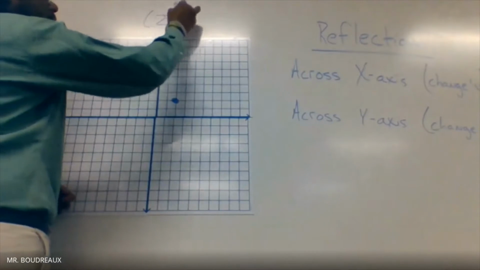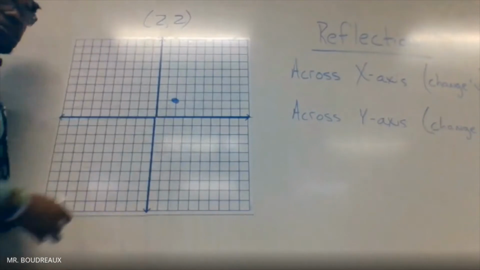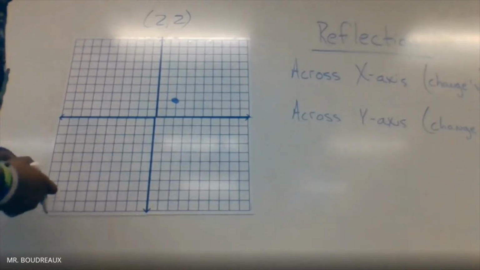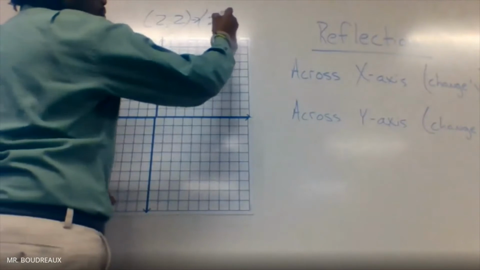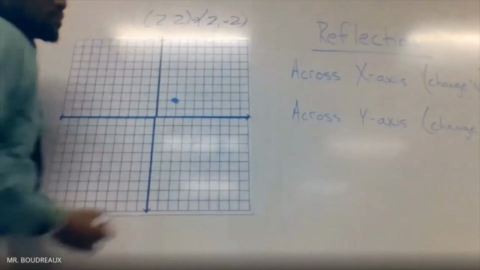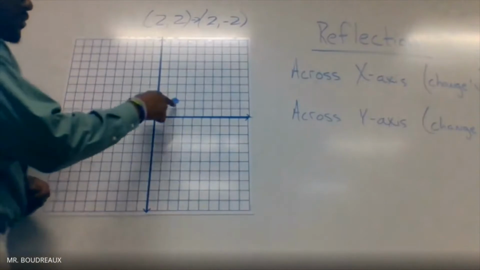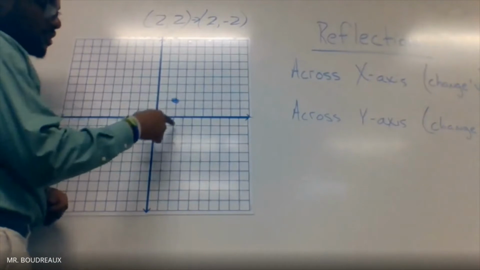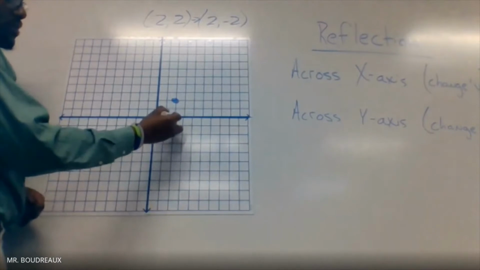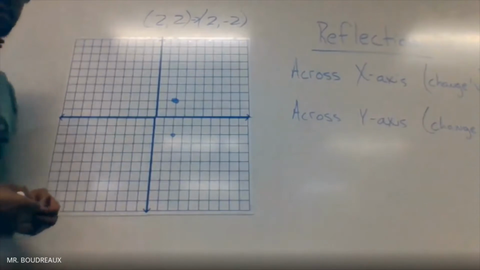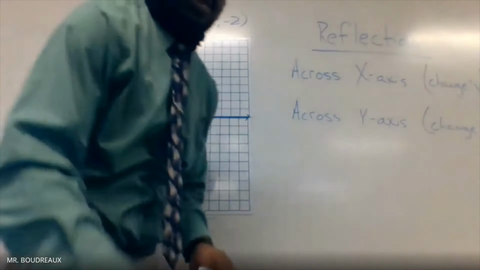All right, so I'm going to reflect it across the x-axis. That means the y has to become negative. So now I'm going to have 2, -2. If we go the opposite here, 1, 2, and do the opposite right here, 1, 2, that point for sure is 2, -2. So it works for the x-axis.